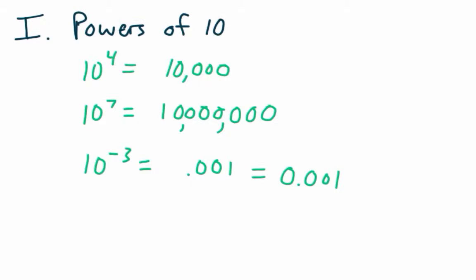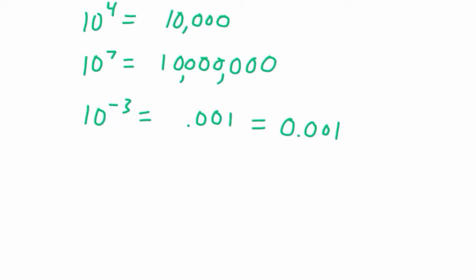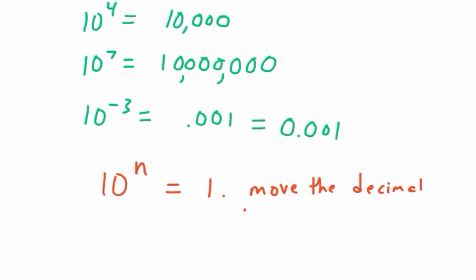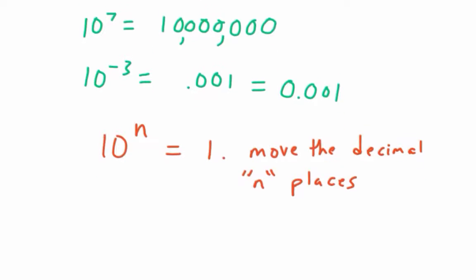But here's what I started talking about before and maybe kind of confused people a little bit. I'm going to say a 10 to the n power equals 1 period, then move the decimal n places. I'm going to put n in quotation marks. You could do jumps, but I'm going to say places. You're going to move the decimal the same number of places as what the exponent is.